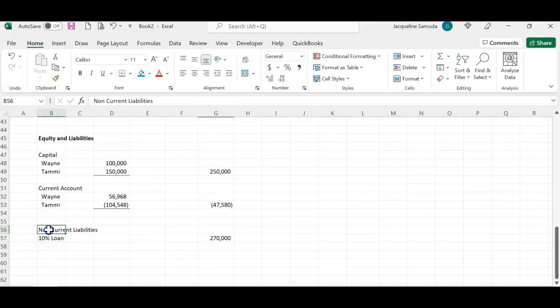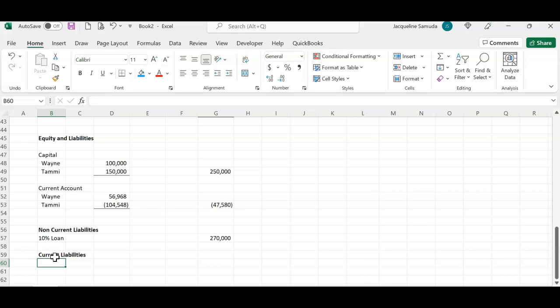Now I must point out here that different teachers teach different layouts. So this might not be the one that you were taught, but you can always adjust, because the main thing that you need to learn is what heading to place them under. That's what is critical. So what are the current liabilities?